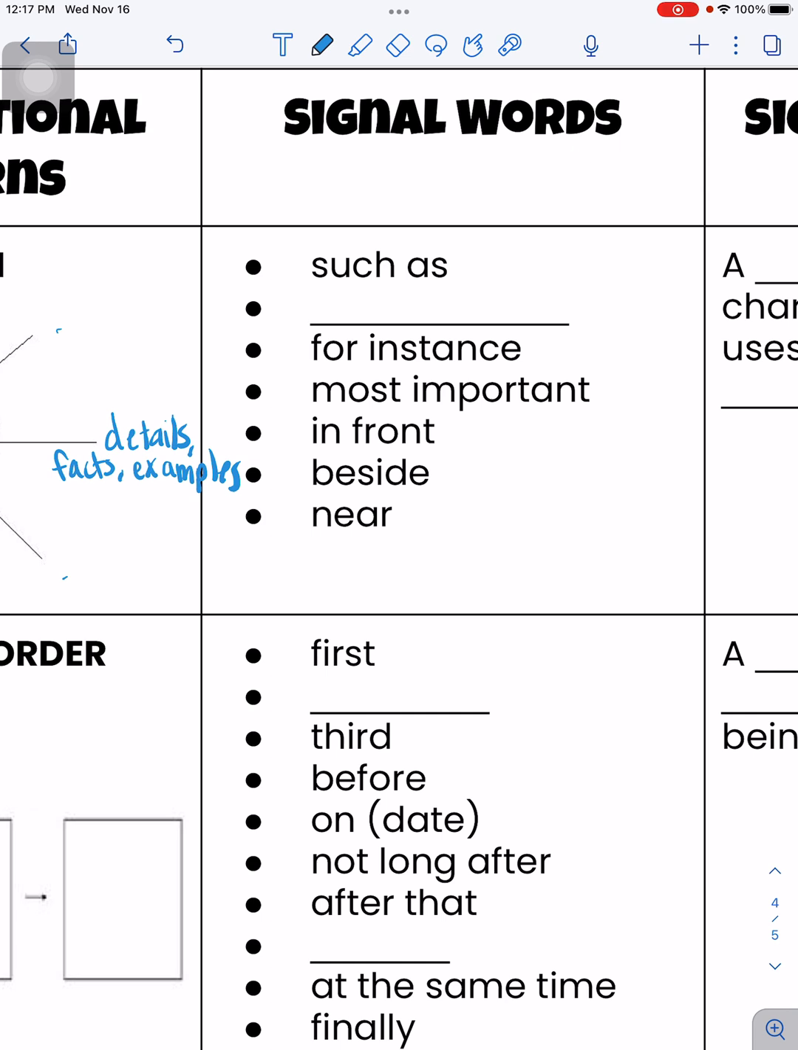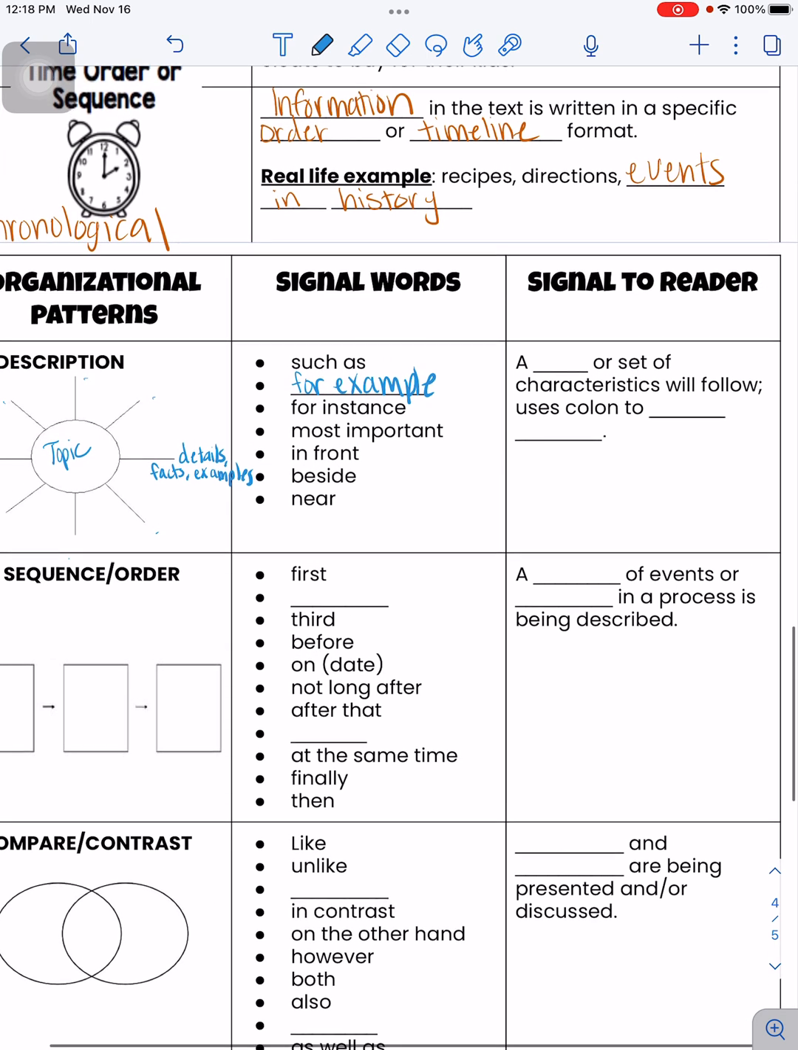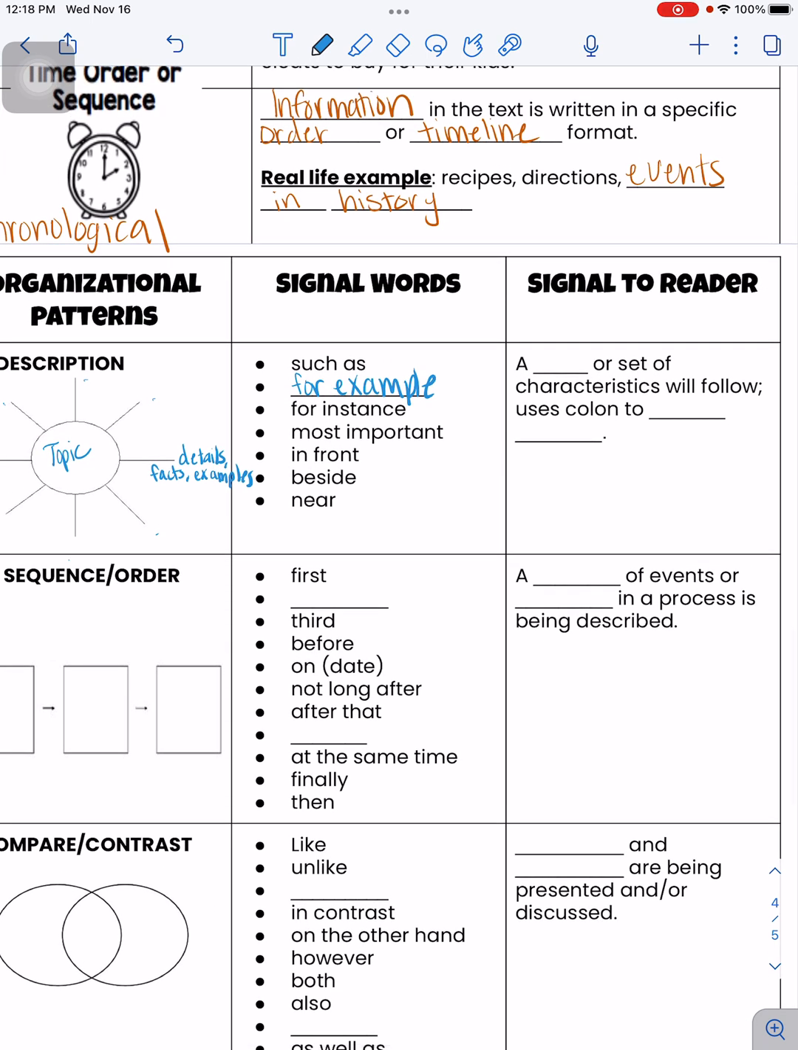So words like such as, for example, for instance, most important, in front, beside, near. If you see those words, that means that you might be looking at a description organizational pattern. Not always, but it's a good starting place if you're not sure. So with description, another signal that you might be looking at a description organizational pattern is when you see a list or set of characteristics will follow, uses colon to list ideas. So when you see those things, you might be looking at the description organizational pattern.